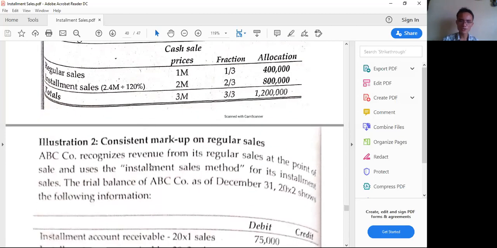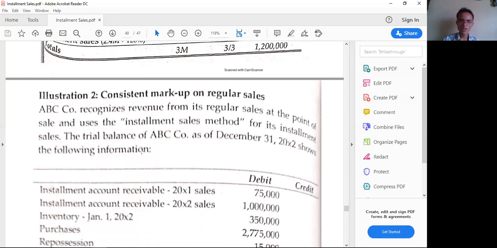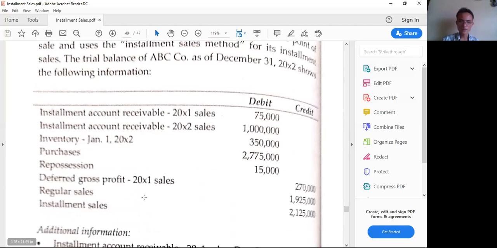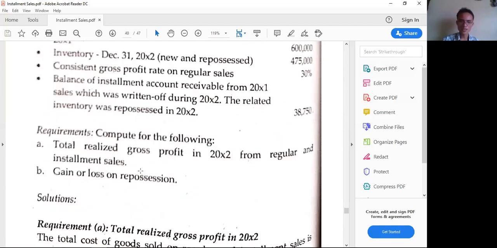Next, illustration 2, consistent markup on regular sales. Okay, so normally a company has regular sales. At the same time, there would be installment sales. So we have here the given information. Additional requirement would be how much would be the total realized gross profit from regular and installment.